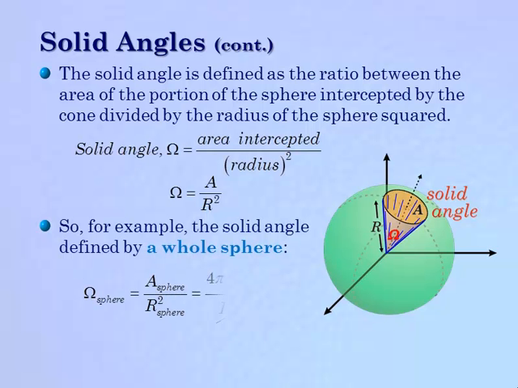So for example, the solid angle defined by a whole sphere. We just figured out what that was in the previous slide, right? If we had that whole sphere here, then what's the area of the sphere? That's 4 pi times r squared, right? So the r squares will cancel, and sure enough, the solid angle of a sphere is 4 pi steradians, just as it should be.